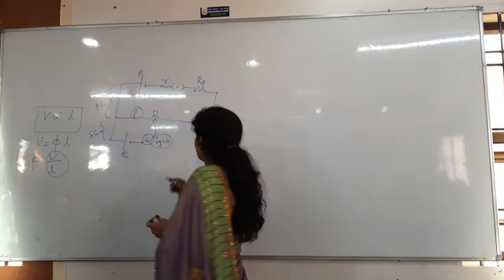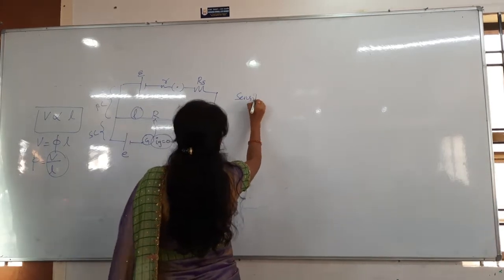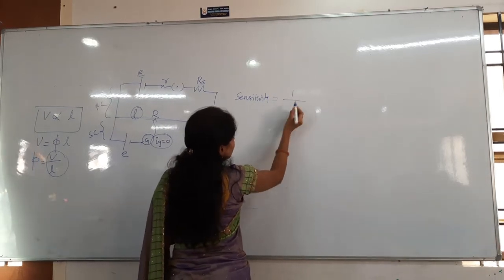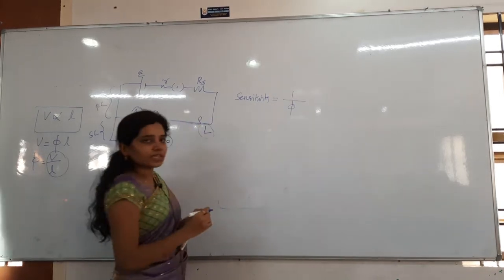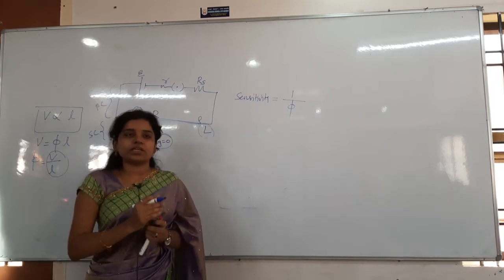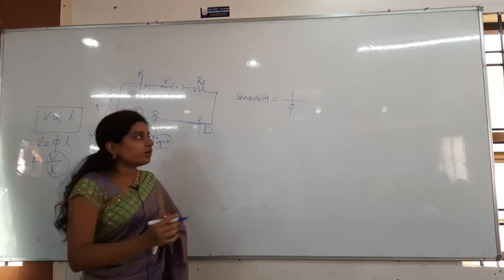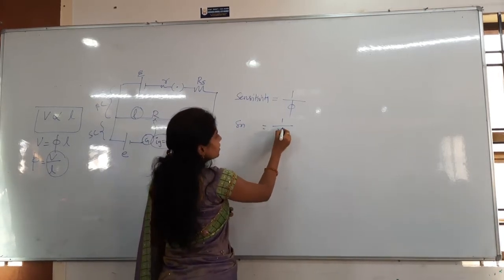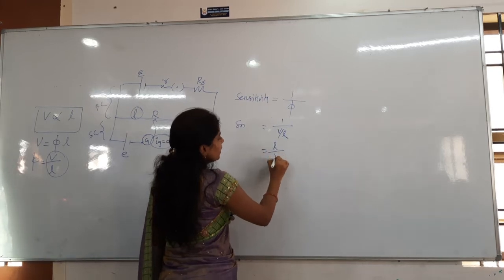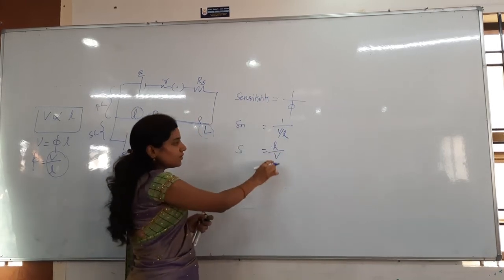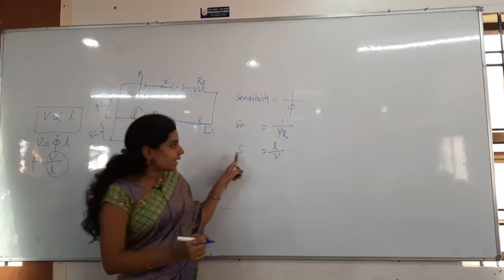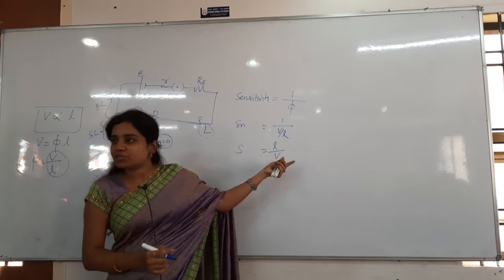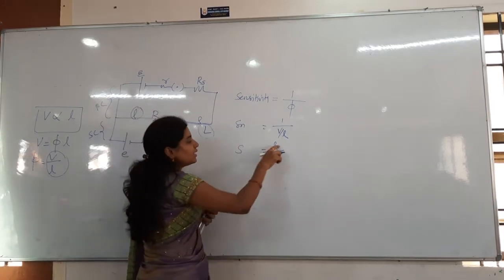Now I said one more concept, that is sensitivity. Sensitivity is nothing but the reciprocal of the potential gradient. Now sensitivity is equal to 1 by phi, that is, what is the formula? V by L. Then what will we get here? L by V. The sensitivity is nothing but L by V. Now S is directly proportional to L. Of course V is also directly proportional to L only.